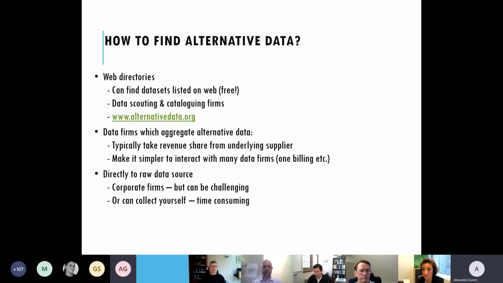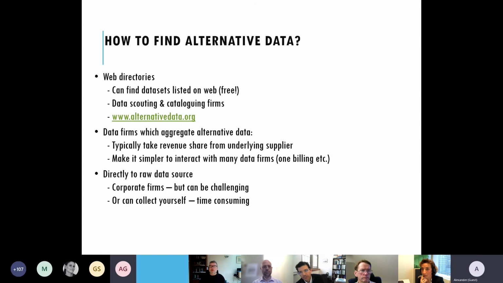I will rush a little bit. I have very few minutes left, but where you can find data, you'll be surprised. There is a lot of free data. You can find it through the web. This is how I find data. And you'll be surprised that there are many data sets you haven't thought about. Data scouting and cataloging firms. There are 3 firms at the moment who just scout and catalog data, and they don't own the data, but they can provide guidance. There is this website that's not used anymore, alternativedata.org. Or of course, other approaches to directly approach a data vendor.